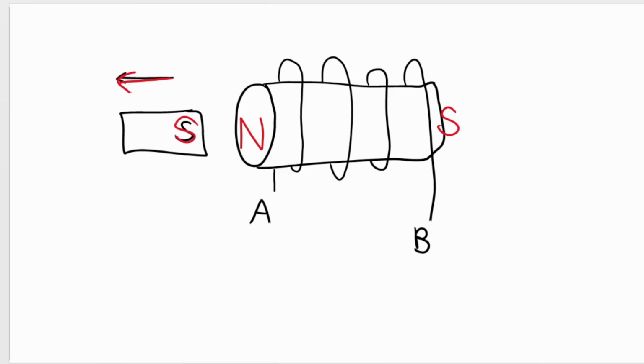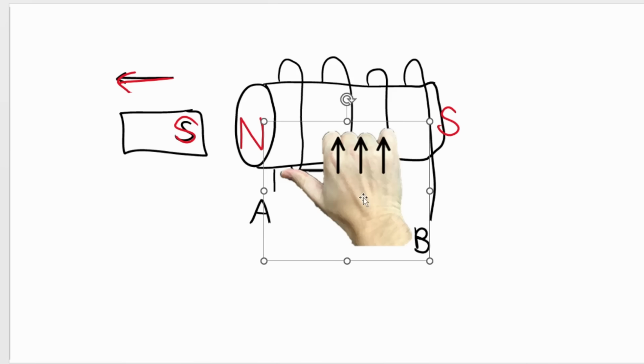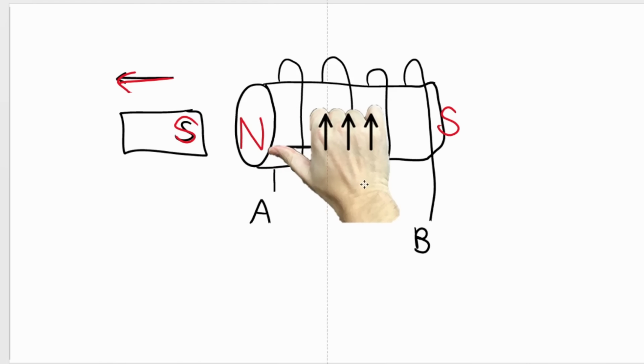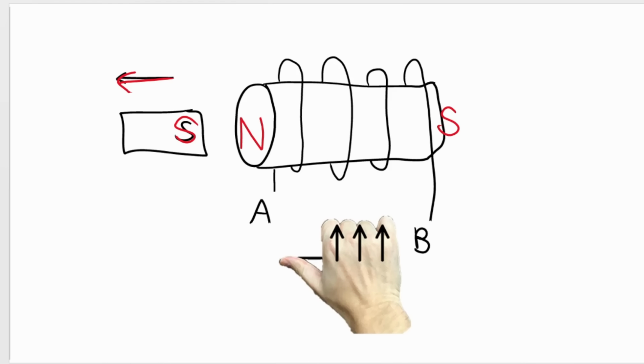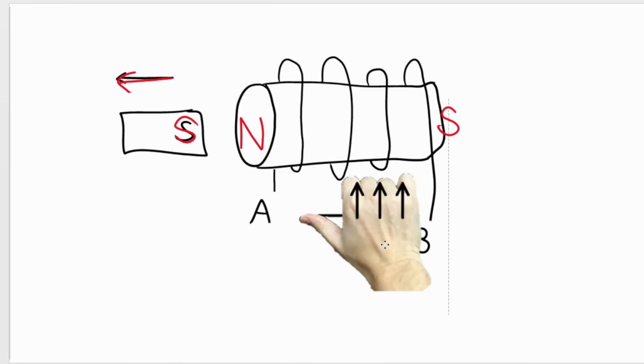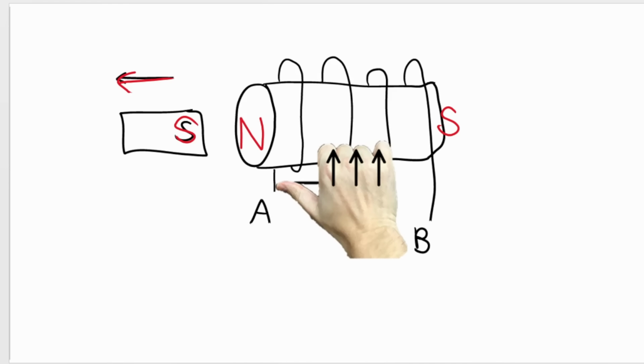Again, use your right hand rule. Point your thumb towards the north. Right, thumb is going towards the north. Look at which way your arrows are going, and also look at which way the wire is coiled around the solenoid. So it's saying up, and your fingers are curling around.